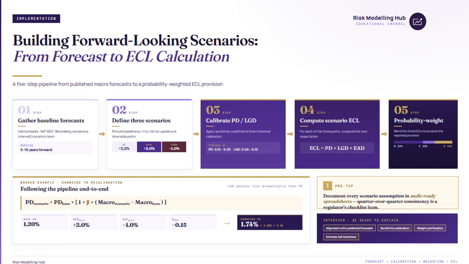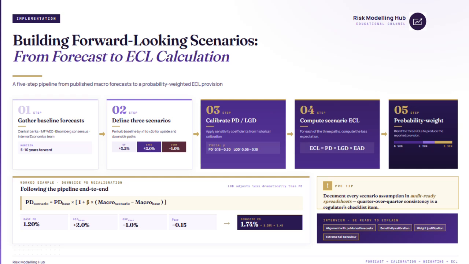Here's the IFRS 9 requirement: you need to combine all three scenarios using probability weights. So don't just use the baseline, weight them based on likelihood. So for instance, 50% for the baseline, 25% for the upside, 25% for the downside, right? You can do that. So this is how you need to figure it out.